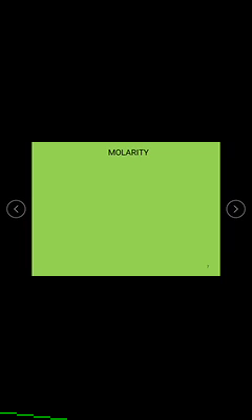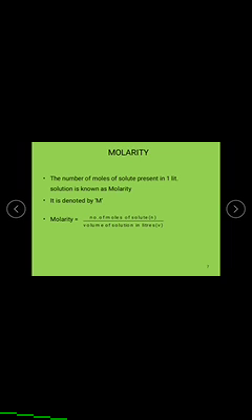First of all, we have to know what molarity is. Molarity is defined as the number of moles of solute present in 1 liter of solution. It is denoted by capital M. Molarity is equal to the number of moles of solute, represented with small n, divided by the volume of the solution in liters, indicated with small v. So M = n/V.